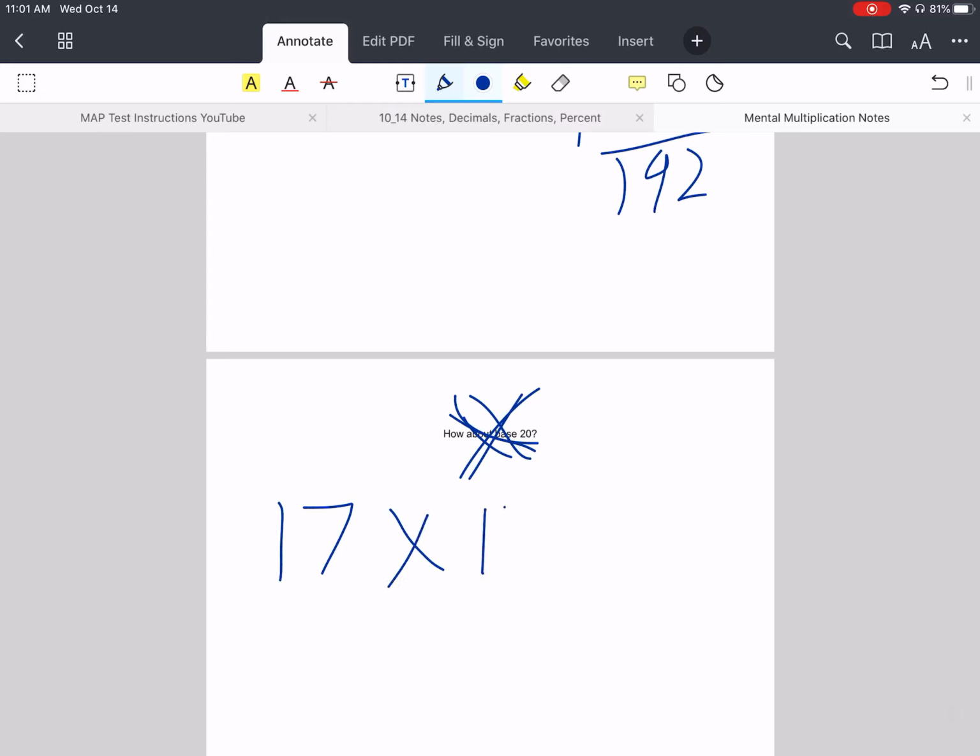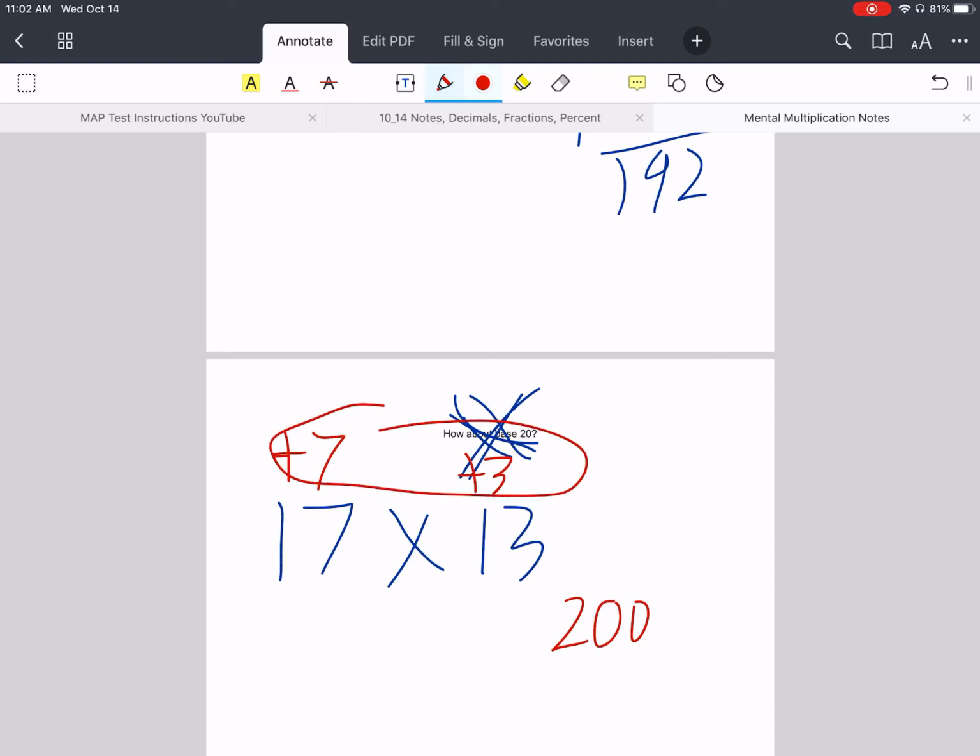17 times 13. In my brain, I know that we're going to have a 7 and a 3, and these are both positive. Right? You don't have to write down that plus 7 and plus 3. I know if I add 7 to 13, I'm going to get 20. So that's where I have a 200. And 7 times 3 is 21. So I can add that up to get to 221.